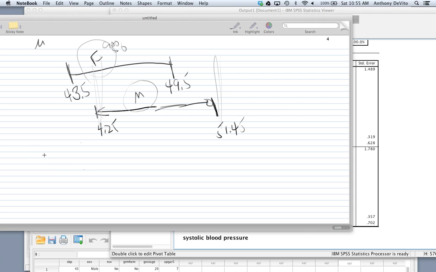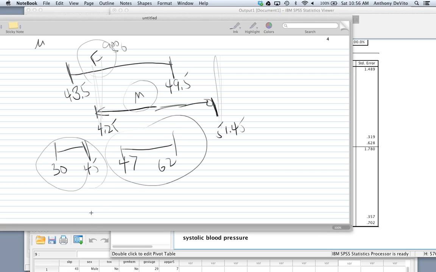What if I knew that female infants had a blood pressure between 30 and 45? I took everyone in the country, the whole population, and found that males had blood pressure 47 to 62. Well, I know that they're different because not a single one of these values overlaps. So females are always lower blood pressure than males.